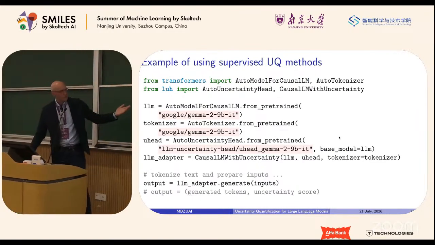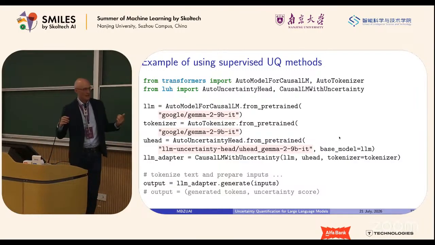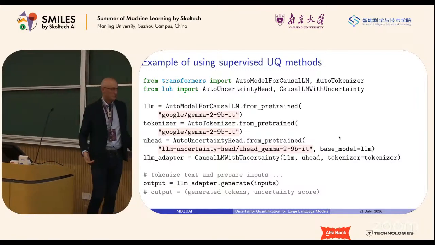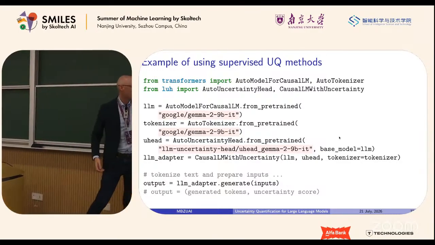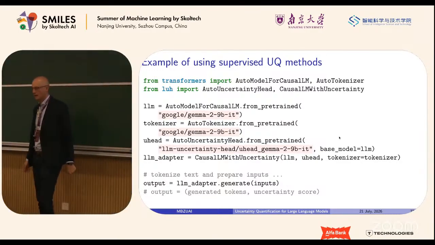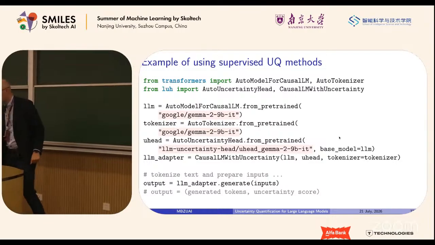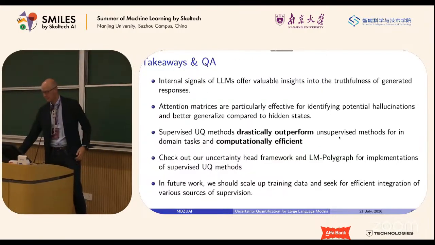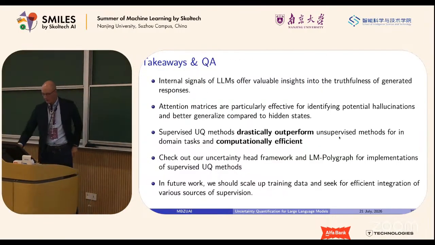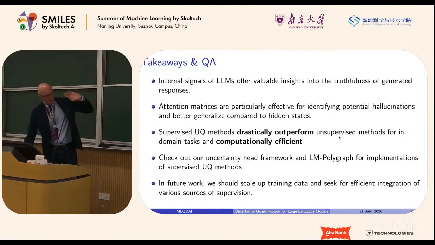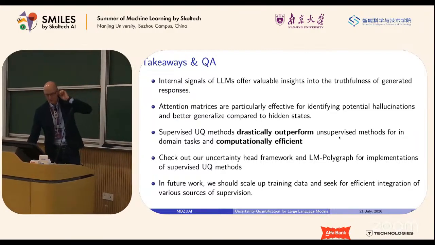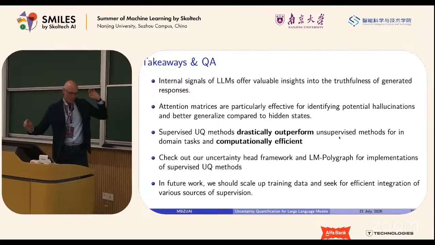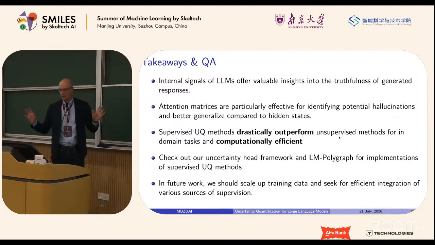And during inference, it's very easy to integrate this uncertainty head in your generation pipeline. You just create a wrapper, and you generate the same way as you did originally with your Hugging Face API. So, takeaways from this part.